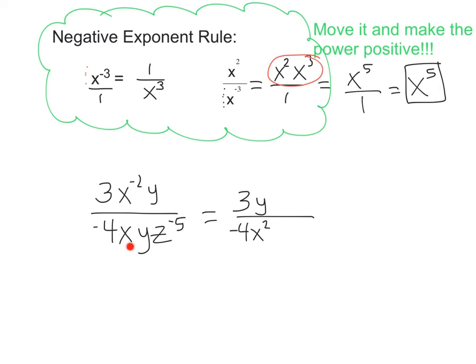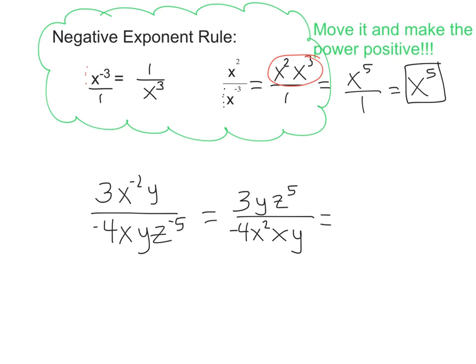Now, x, does this have a negative exponent? No, so we leave it. Y, does y have a negative exponent? No, so we leave it. Z to the negative fifth, does it have a negative exponent? Yes, so we move it, and we make the power positive.